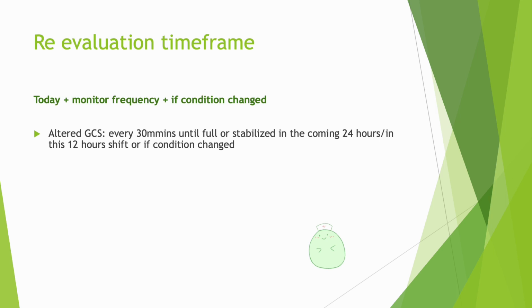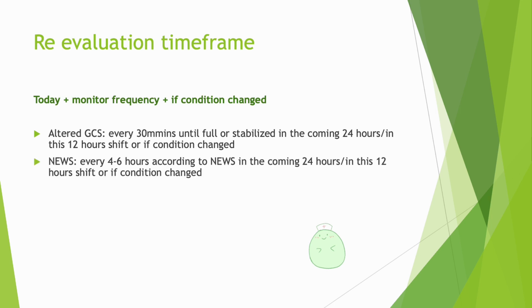Okay, so for the patient with altered GCS, the time frame, the monitor frequency should be every 30 minutes until full or stabilized in the coming 24 hours or in this 12-hour shift. And then add the sentence, or if condition change. Of course, if you suddenly find that the patient is unresponsive, then of course you will check the GCS again, even though maybe you just did it like 5 minutes before. And then NEWS score, every 4 to 6 hours according to NEWS in the coming 24 hours or in this 12-hour shift, or if condition change.